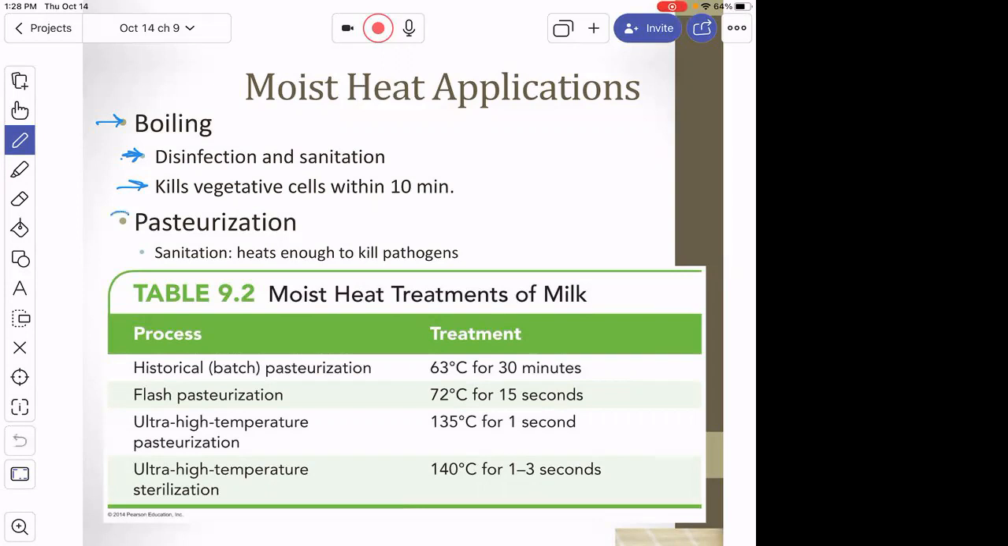Pasteurization. It's a topic that, I don't know, for some reason interests me a lot. So maybe I'll tell you more than you want to know about pasteurization. But we pasteurize our milk now, not only to reduce microbial numbers, but it also increases the shelf life.